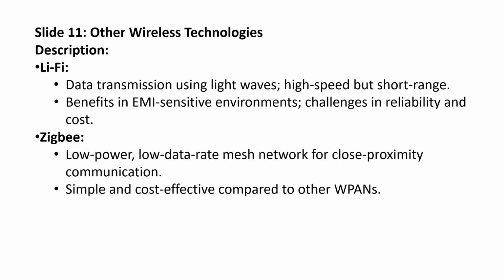Other wireless networks or technologies include Li-Fi. Here, data transmission uses light waves. It is high speed but short-ranged. Benefits: it helps in EMI-sensitive environments. Challenges are in reliability and cost. Zigbee is a low power, low data rate mesh network for close proximity communication. It is simple and cost effective compared to other WPANs.